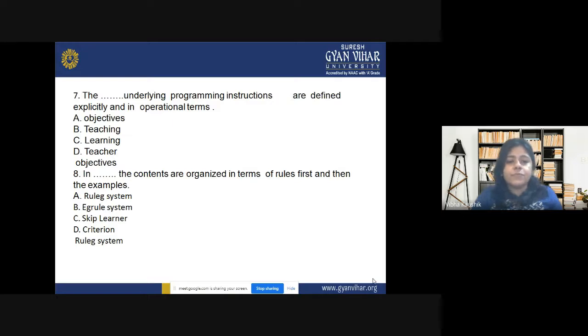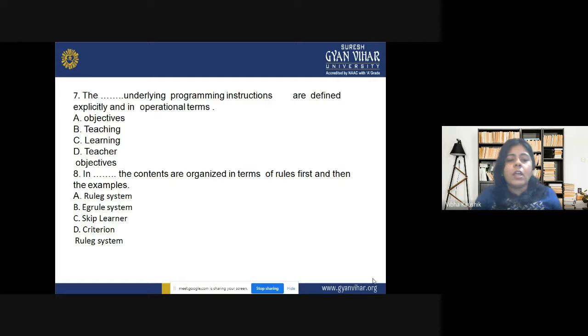operational terms. Now the eighth one, in dash, the contents are organized in terms of rule first and then the examples. Now, which technique is that in which we are organizing the content in such a way that first the rules are presented before the learner through the program, and then the examples.